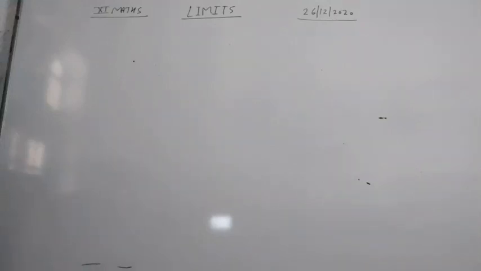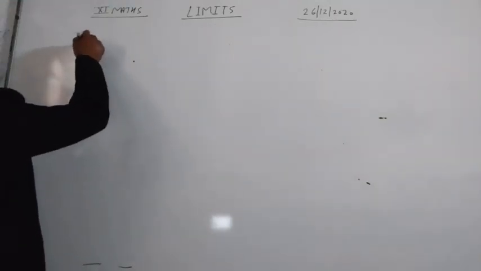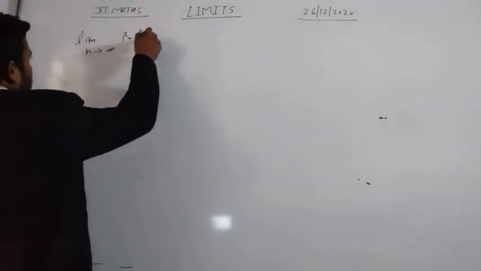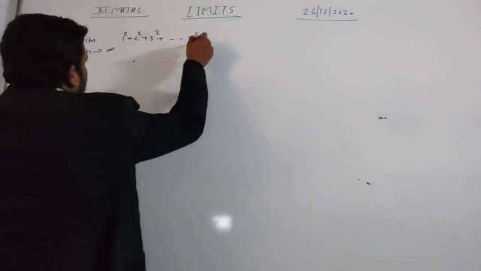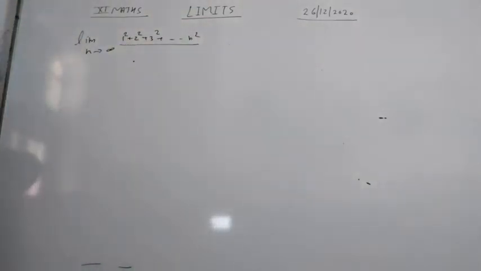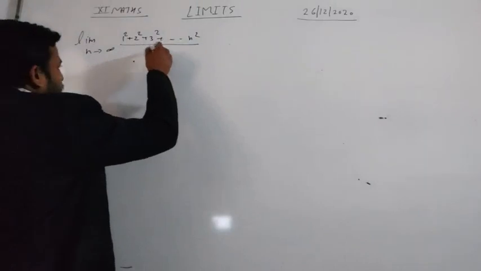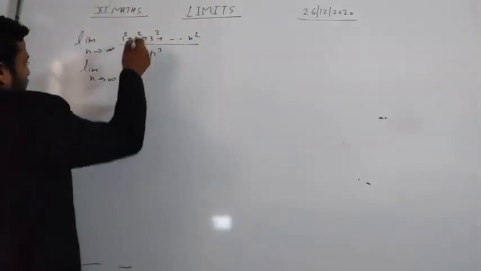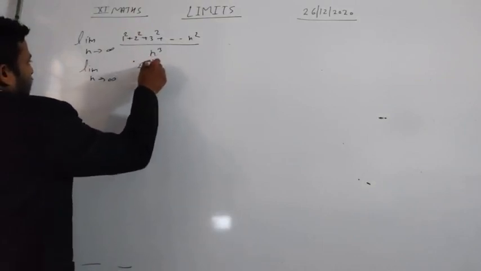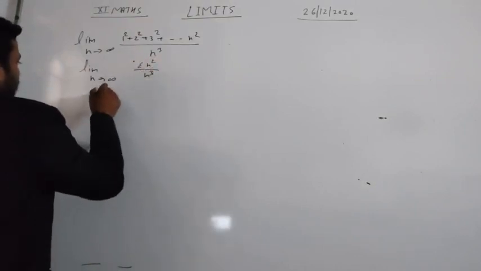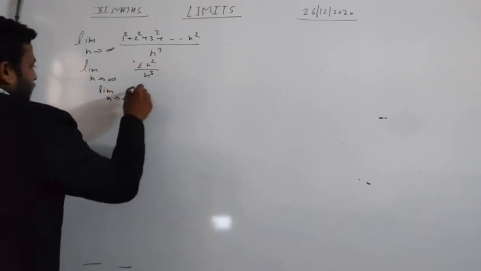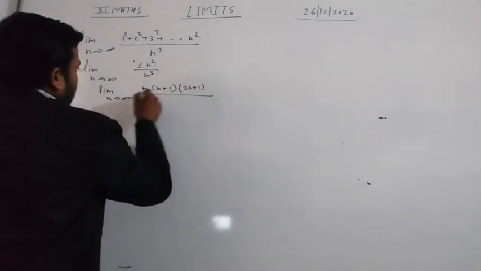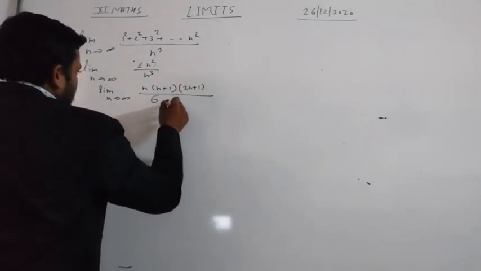Let's see. Our first question is limit n tends to infinity of (1 square plus 2 square plus 3 square plus dot dot dot plus n square) by n cube. So limit n tends to infinity, this is our summation n square by n cube. And you know the value of summation n square is n(n plus 1)(2n plus 1) by 6, and n cube.